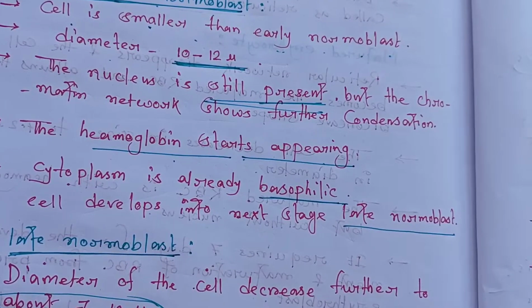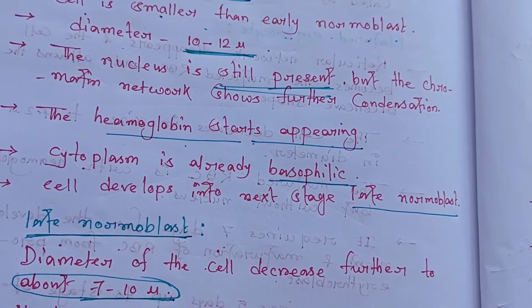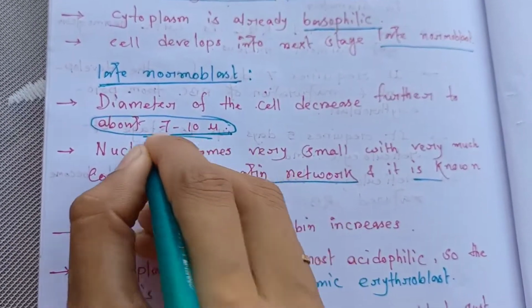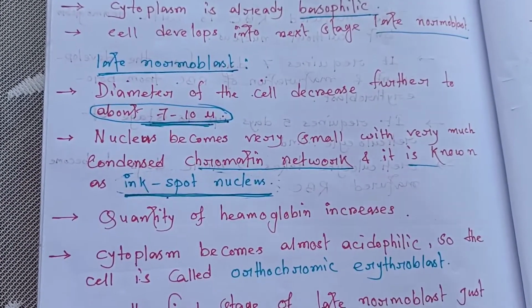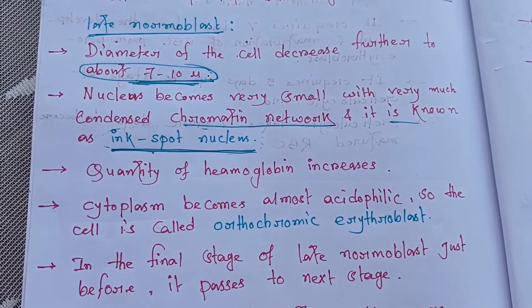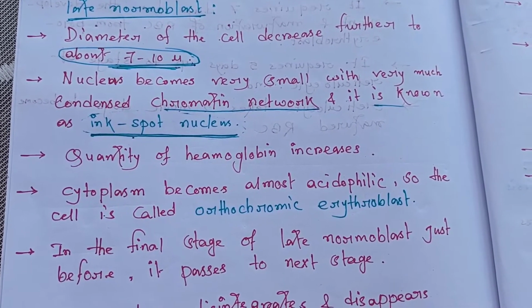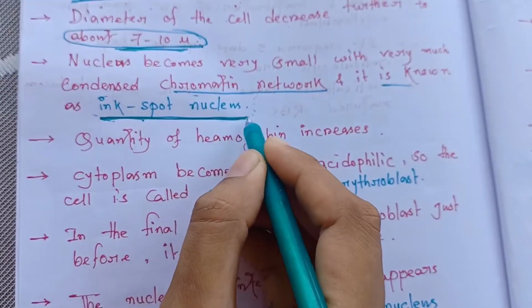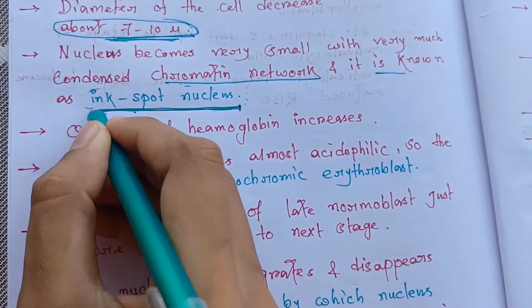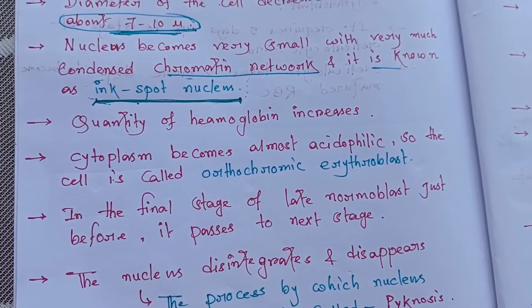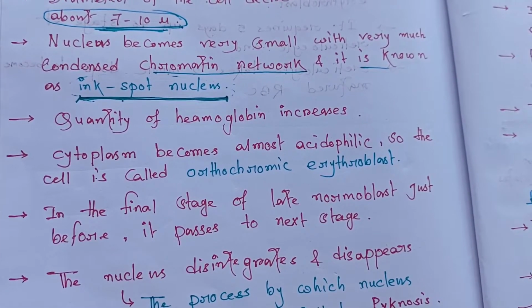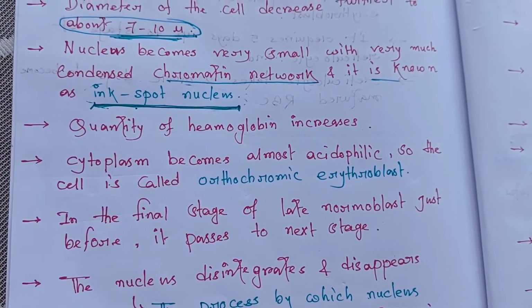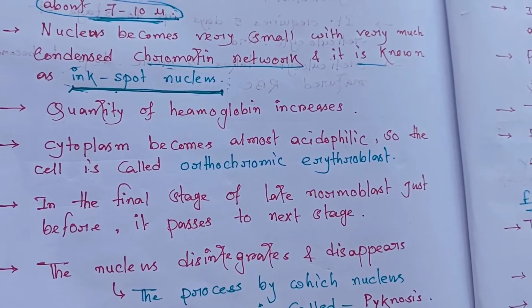Late normoblast. The diameter of the late normoblast decreases to about 7 to 10 micron. Nucleus becomes very small with a very much condensed chromatin network. It is also known as ink spot nucleus. So, an important question is: what is ink spot nucleus and which cell contains ink spot nucleus? The answer is late normoblast cell.